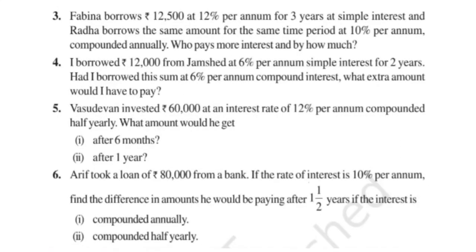Now see question number 3. Fabina borrows rupees 12,500 at 12% per annum for 3 years at simple interest, and Radha borrows the same amount for the same time period at 10% per annum compounded annually. Who pays more interest and by how much?